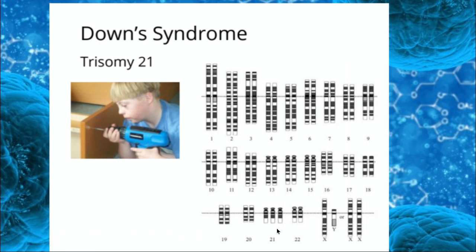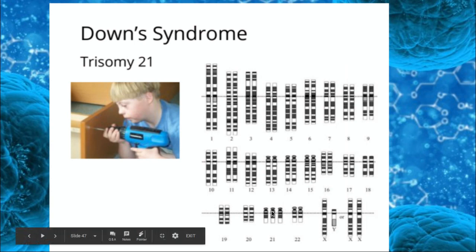This is an example of non-disjunction. We have an extra 21st chromosome. There were 2 in one of the gametes. When they fertilized, we ended up with 3. Trisomy 21 may not be lethal. It does have disorders associated with it, because any genes along this chromosome are going to be influenced by this extra chromosome that's here.